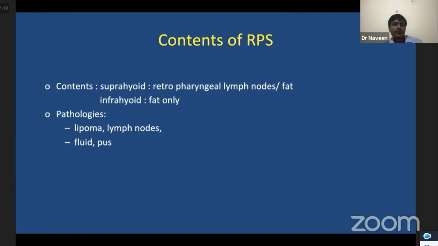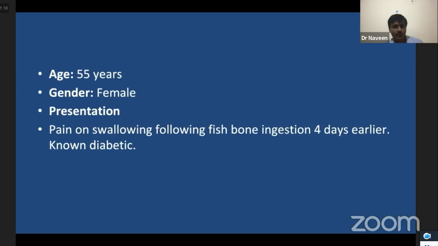Contents of the retropharyngeal space: in the suprahyoid region it contains lymph nodes and fat, whereas in the infrahyoid region it contains fat only. The main pathologies are lipoma, lymph nodes, and infection of the retropharyngeal space with pus and fluid in the retropharyngeal space. Metastatic lymph nodes can also be seen in the retropharyngeal space.